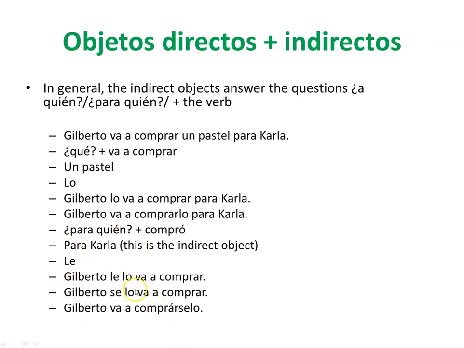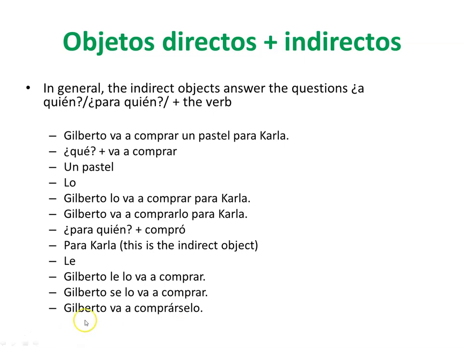So we will see here. Let's see that I'm going to do it before the verb that is conjugated, which is va. So Gilberto le lo va a comprar. And remember, this le lo doesn't work. So this le, I'm going to change it to se. Gilberto se lo va a comprar. This is the sentence if I decide to place them before.